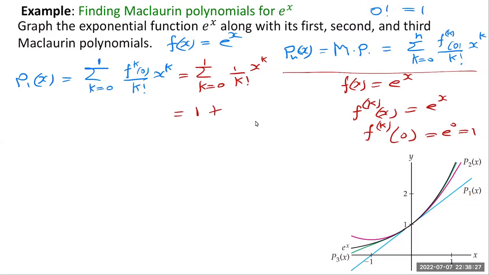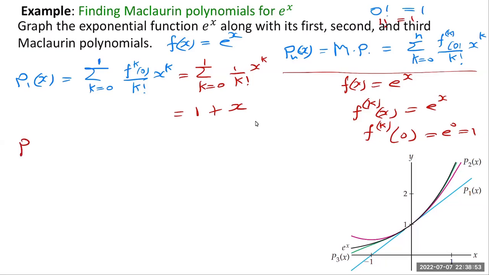Then you plug in k is equal to 1, because you need to continue up to 1. If you plug in 1, you get just x, because you know that 1 factorial is just 1. And remember, 0 factorial and 1 factorial both are 1. So this is just 1 plus x.